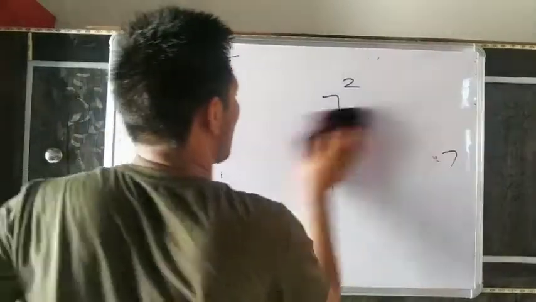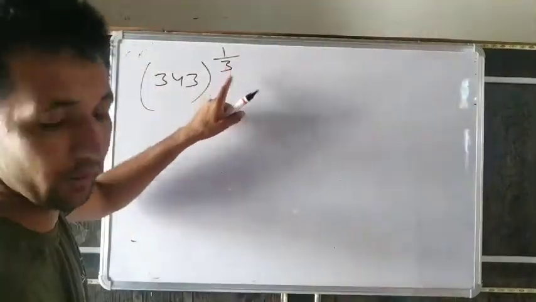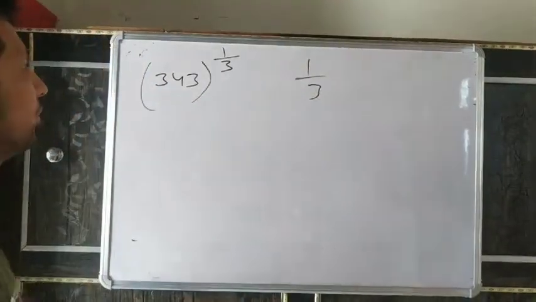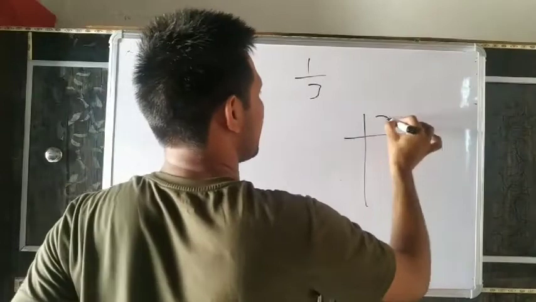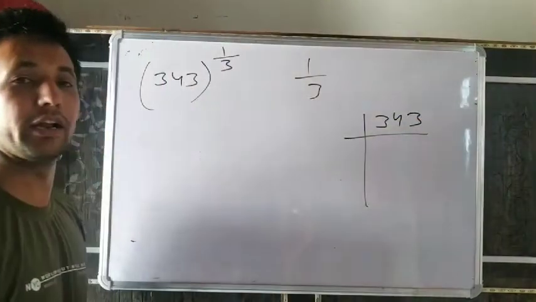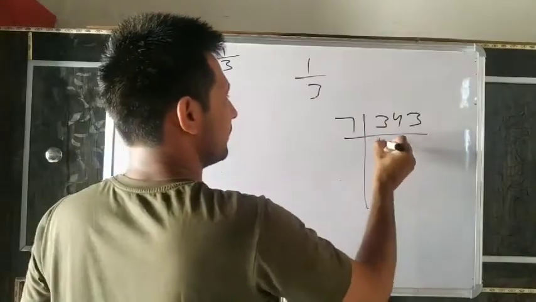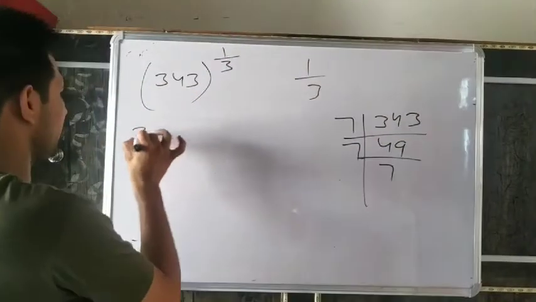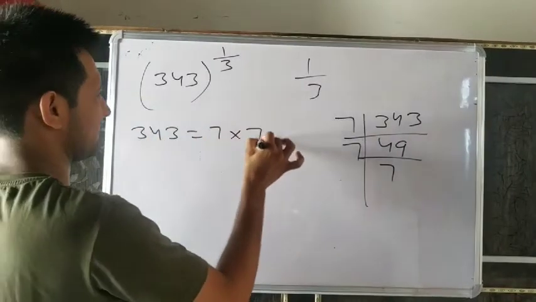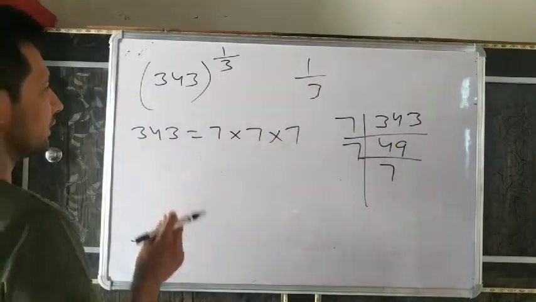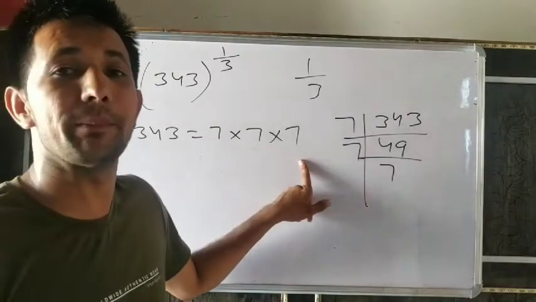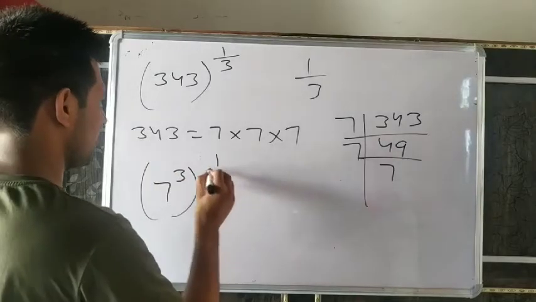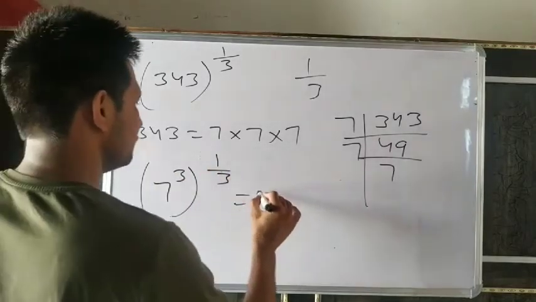So how can we write it? First we will remove the 3. How can you remove it? We will factorize 343. 343 is divided by 7, 49, 7, 7. It means 343 is 7 multiply 7 multiply 7. When the base is the same in multiplication, the powers add: 1, 2, 3. So 7 cube, power 1 by 3.